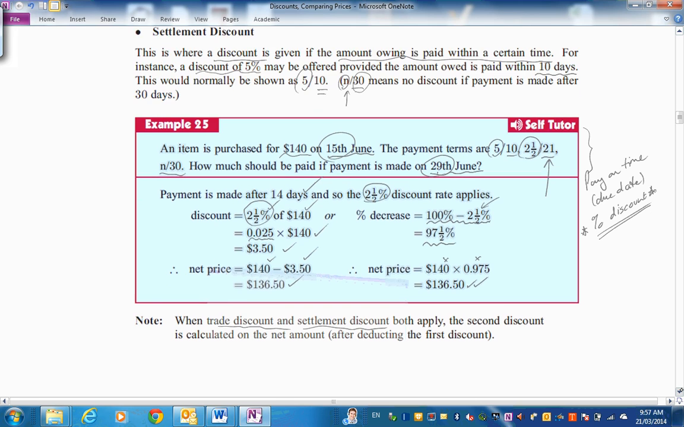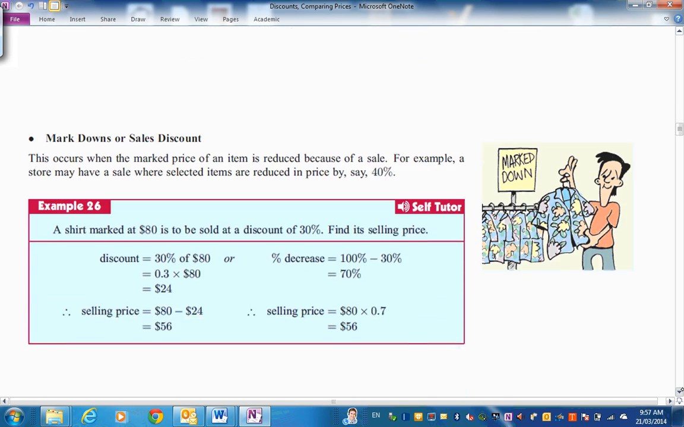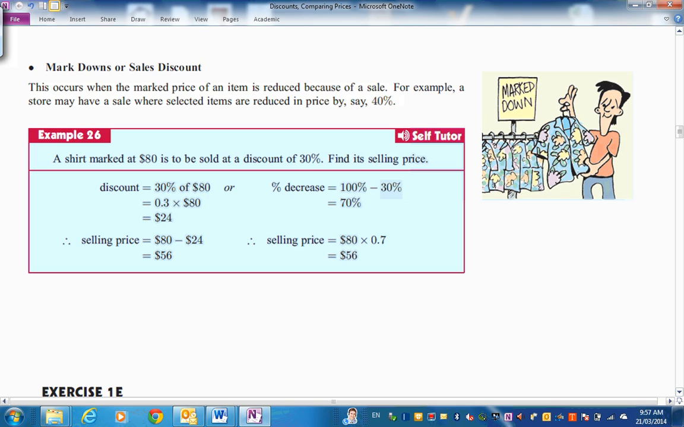Okay, let's do something with that now. And we'll go to the last one. Markdowns or sales discounts. So there are some stores around that have sales. Most people do have sales, and the prices are marked down. So here's some shirts, and not my style, mate, but anyway, it looks like he's happy. Marked down. So, in other words, a certain percentage is taken off the usual price. And this is what happens in sales.